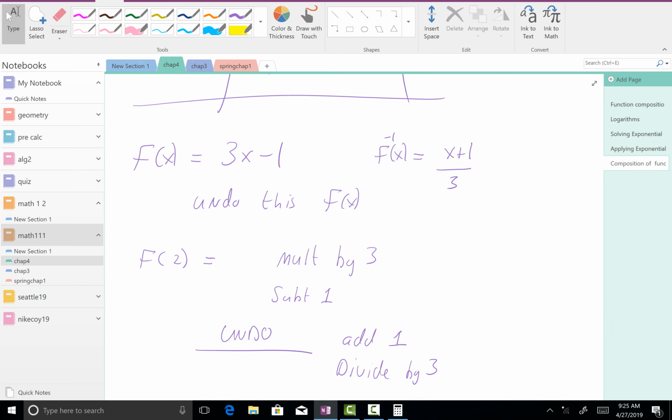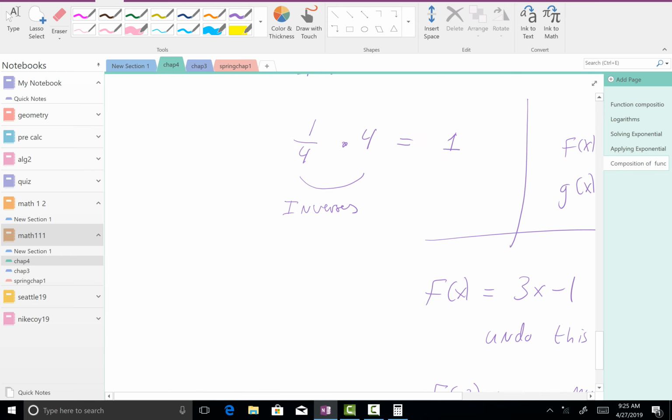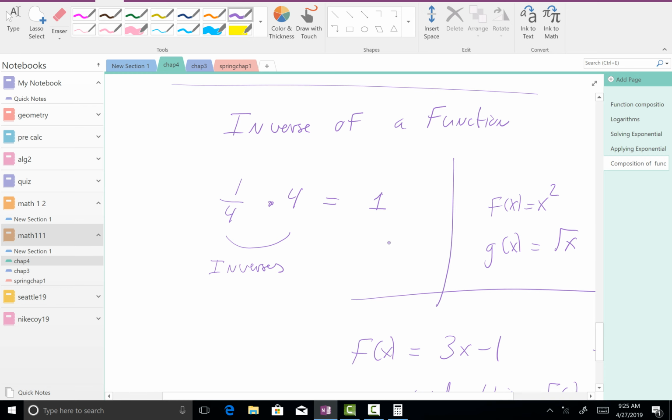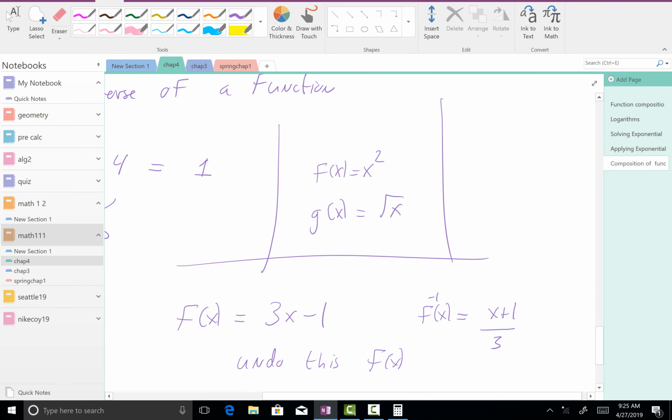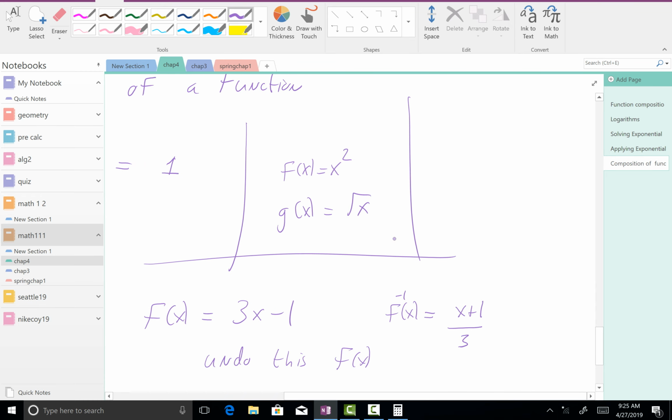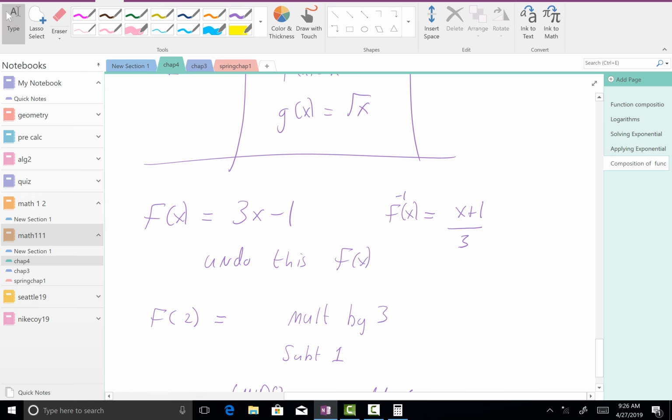Okay? So, just like from the very beginning when we took 1/4 times 4 and said they undo each other, they're inverses. f of x equals x squared. What's the inverse? Well, what undoes that? Well, square root of x. If we start with 3x minus 1, what's going to undo that? Well, x plus 1 divided by 3.